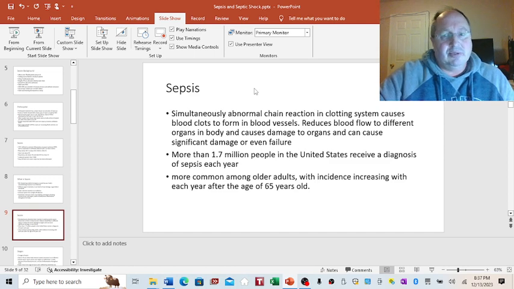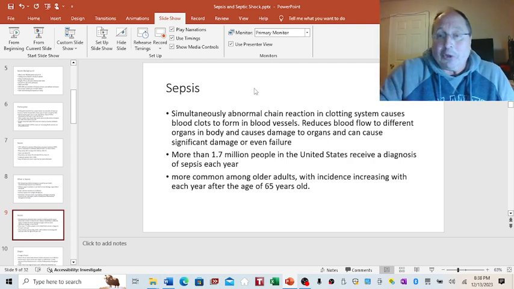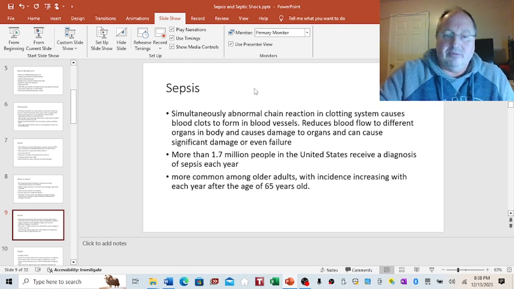It has a lot to do with the clotting factors. With sepsis, you get reduced blood flow to different organs. The body causes damage to the organs, and this damage just continues, eventually leading to organ failure, and that's where the death comes in. Like I said, it's 1.7 million people a year diagnosed with sepsis.